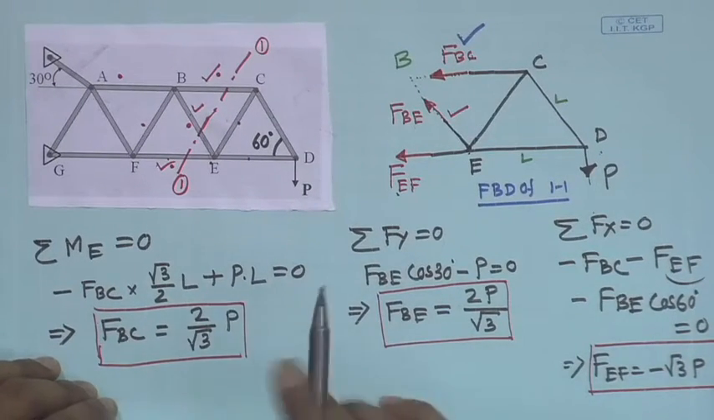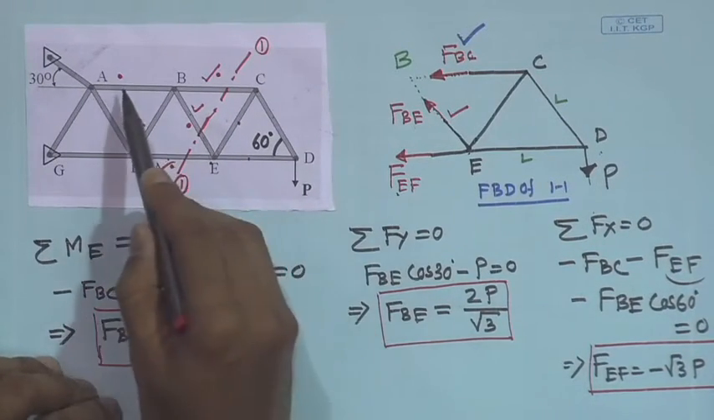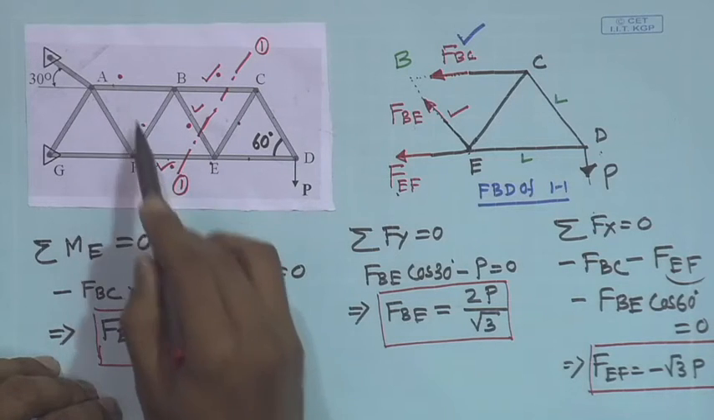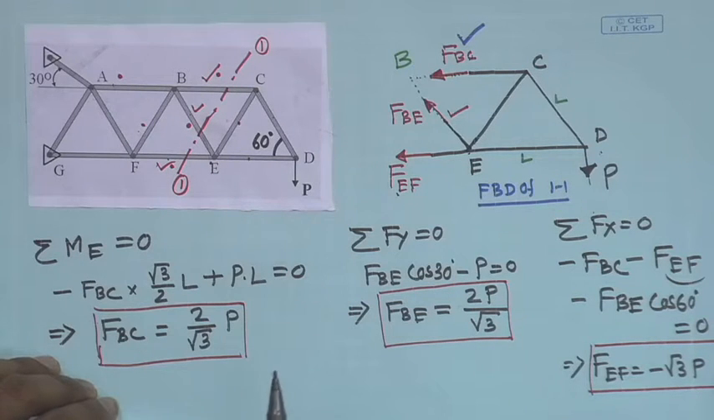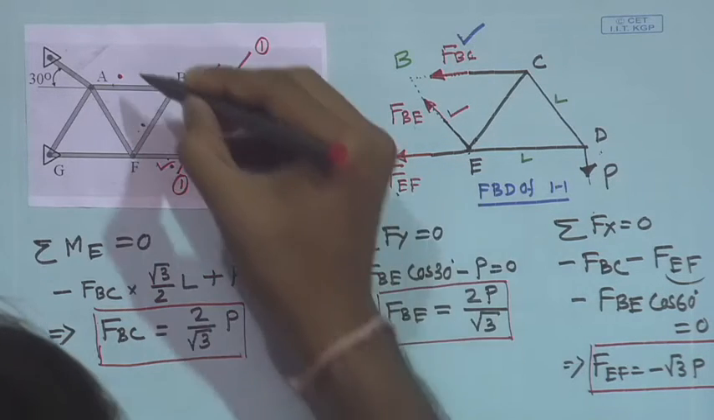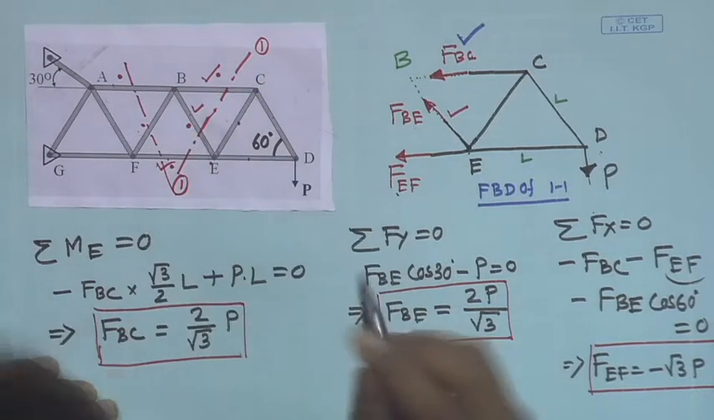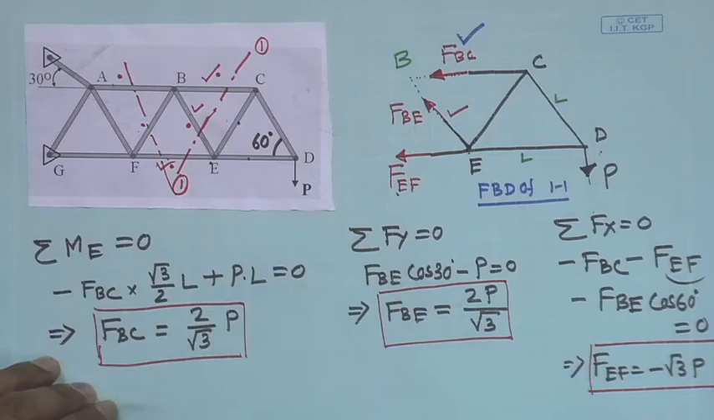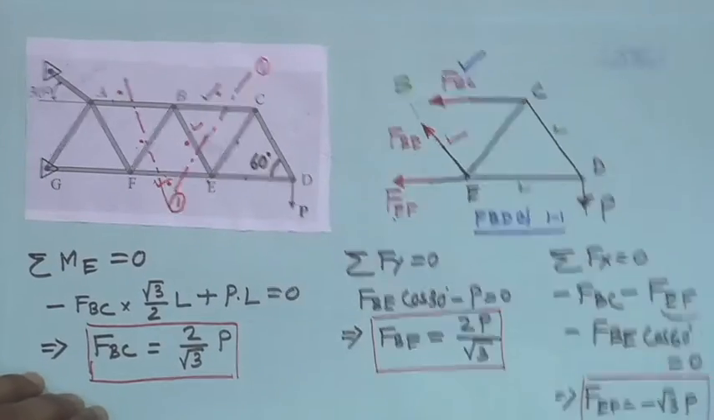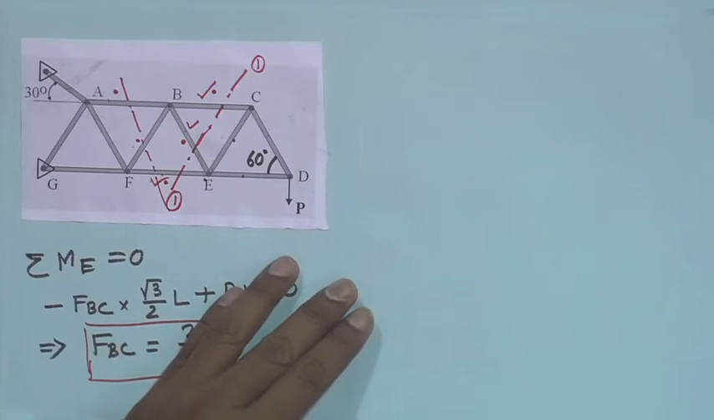Now, still we are not done, we need to determine the forces in the other 2 members as well, this member and this member. In order to do that, let us take one more section, this section, and let us draw the free body diagram of this section. The free body diagram will be like this.